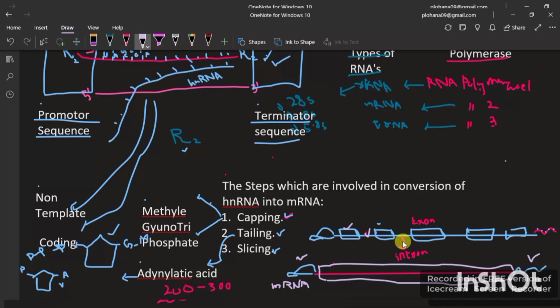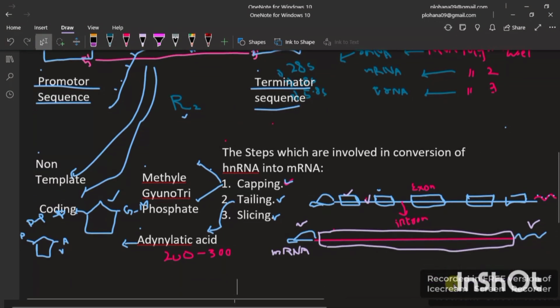Alright. So for cutting the introns, we have an enzyme, snRNA. So what did snRNA do? It cut out all the introns. Alright. So now only the exons were remaining. Then we combine all these exons, and now basically the mRNA is formed. So this was the process of how mRNA is formed.